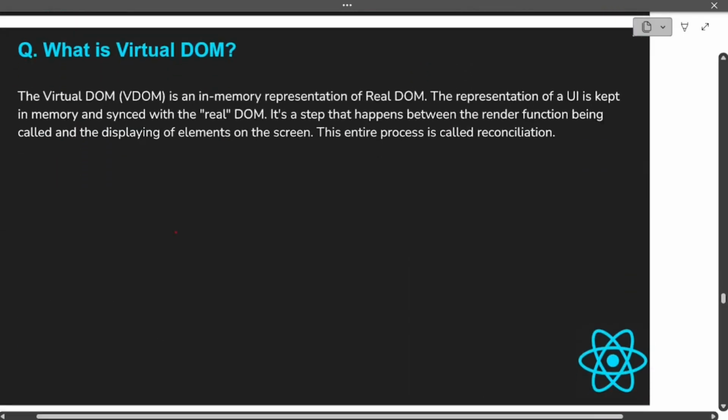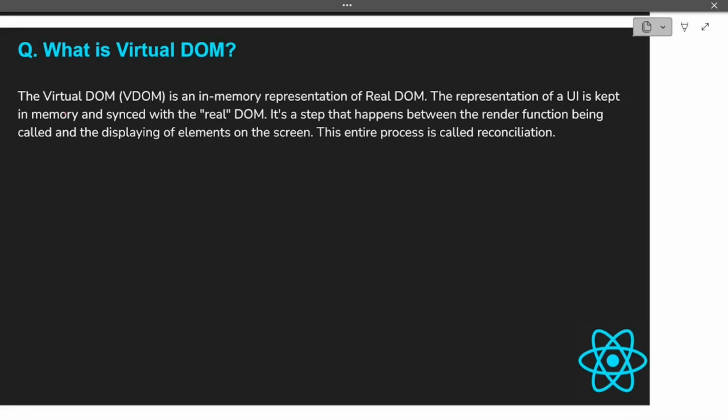Okay, let's move on to the next question now, which is: what is the virtual DOM? The virtual DOM is an in-memory representation of the real DOM. The representation of a UI is kept in memory and synced with the real DOM. It is a step that happens between the render function being called and the displaying of elements on the screen. This entire process is called reconciliation.